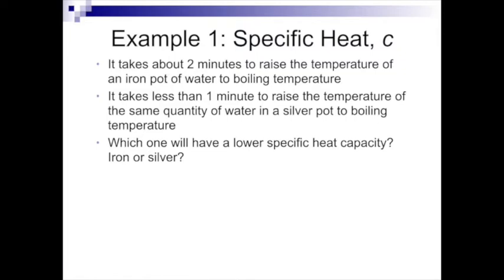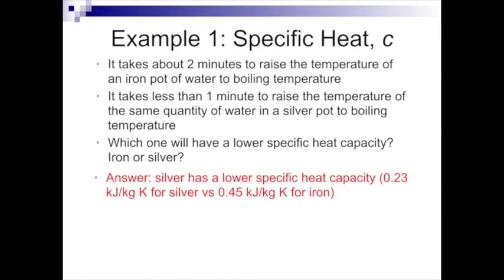So recall, the specific heat is a measure of thermal inertia. Again, the higher the specific heat, the more difficult it is to change temperature. So therefore, in this scenario, silver has a lower specific heat capacity because it took less time to change its temperature.